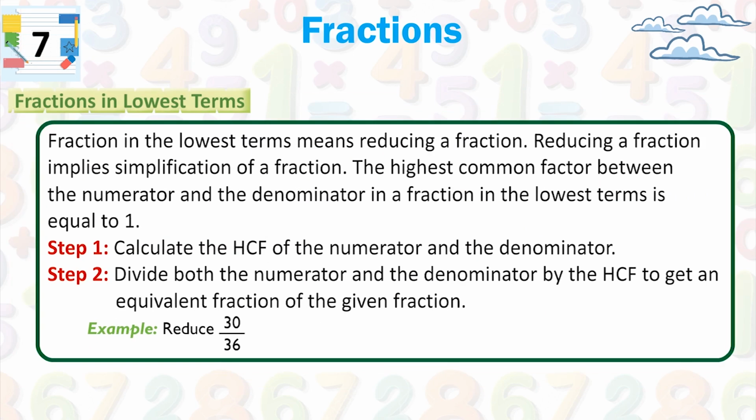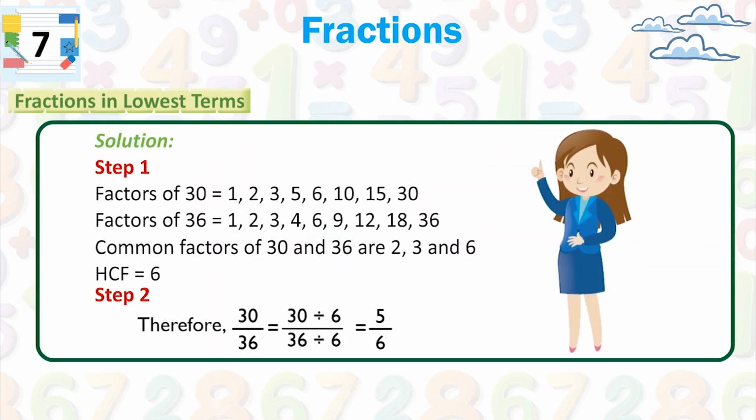Fractions in lowest terms. Fraction in the lowest terms means reducing a fraction. Reducing a fraction implies simplification of a fraction. The highest common factor between the numerator and the denominator in a fraction in the lowest terms is equal to 1. Step 1. Calculate the HCF of the numerator and the denominator. Step 2. Divide both the numerator and the denominator by the HCF to get an equivalent fraction of the given fraction. Example, reduce 30 upon 36. Solution.